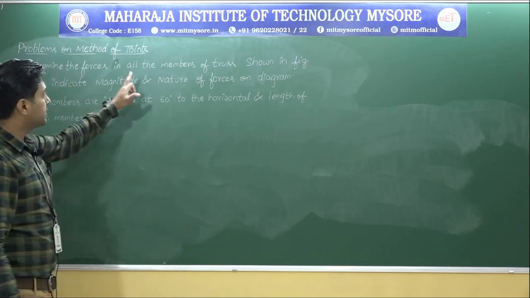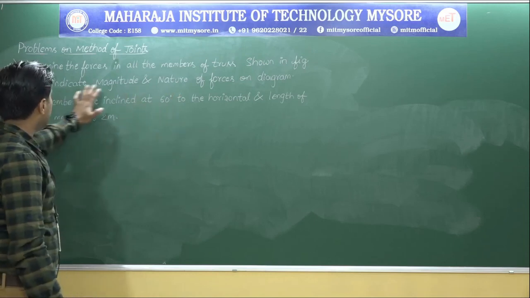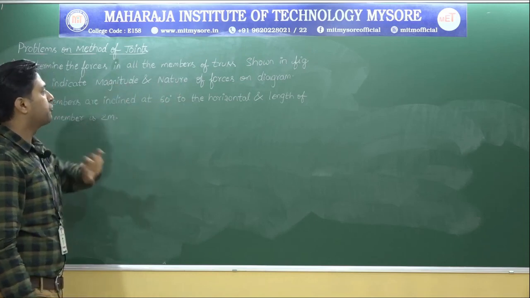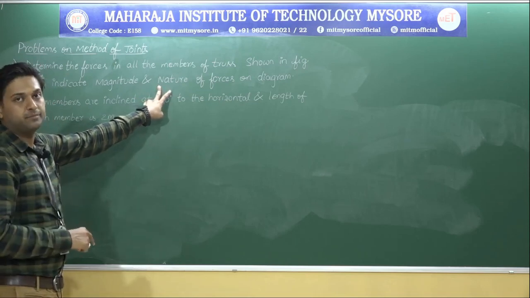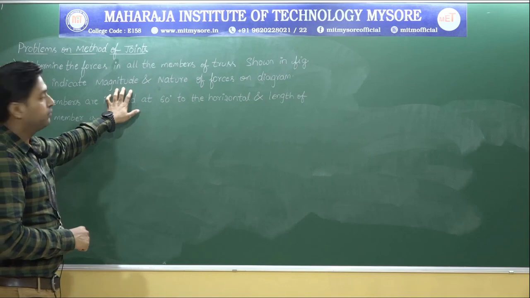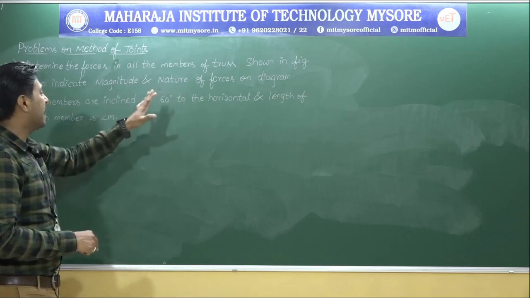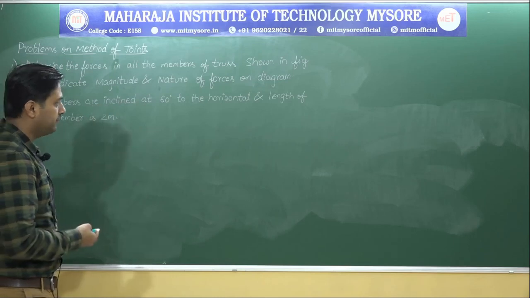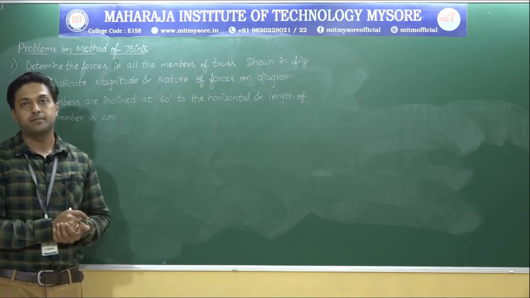So determine the forces in all the members of the truss shown in figure. Also indicate the magnitude and nature of forces. Nature means either tensile or compressive. Magnitude means the value. Show them on the diagram. All members are inclined at 60 degree to the horizontal and length of each member is 2 meter.